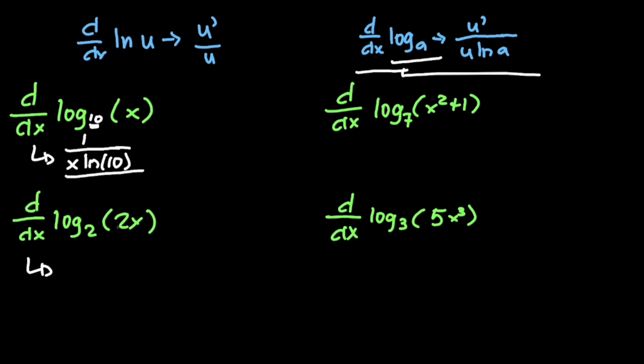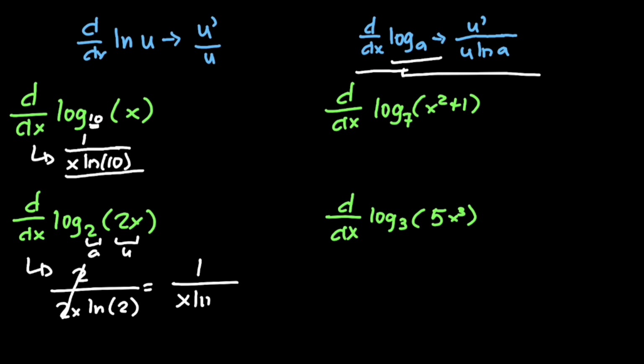Derivative of natural logarithm of 2x with the base of 2. Take first the derivative of 2x, which is 2, over u here will be 2x multiplied by the natural logarithm of a here, which is 2. These two will cancel each other out, so you will get 1 over x ln of 2.